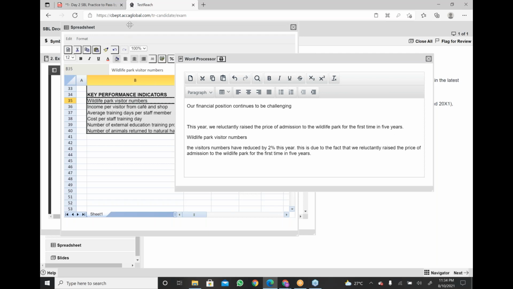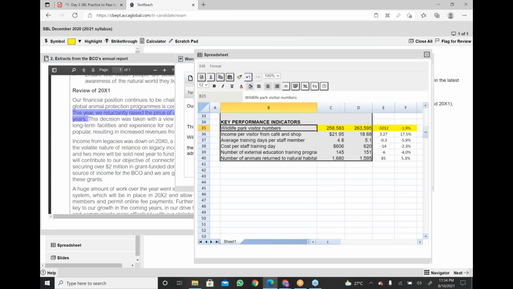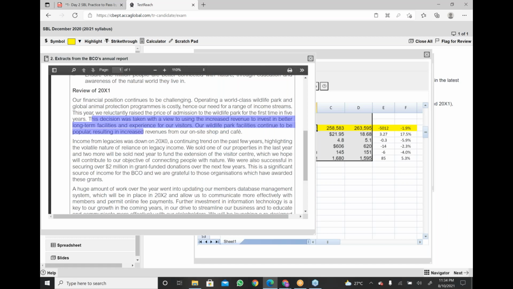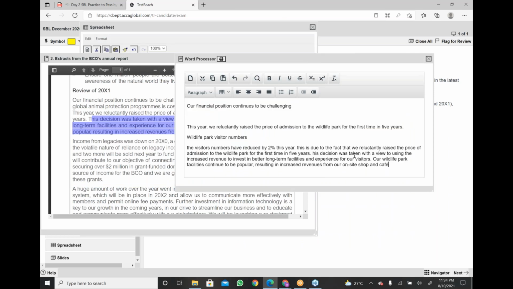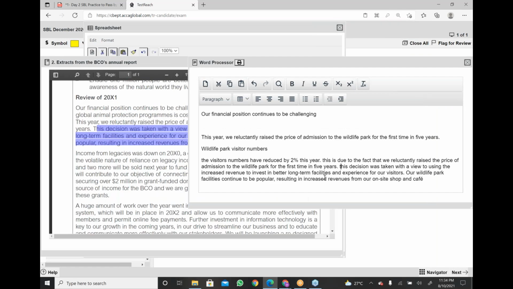And why did we do that? We can pick it up from here as well. This decision would include the cafe and all those things. I'll just copy paste. This decision was taken with a view of using increased revenue to invest in better long-term facilities.